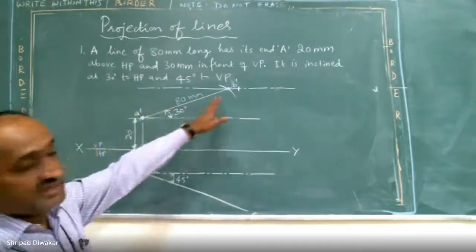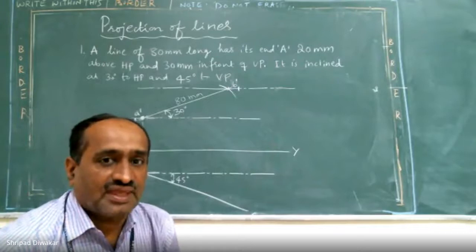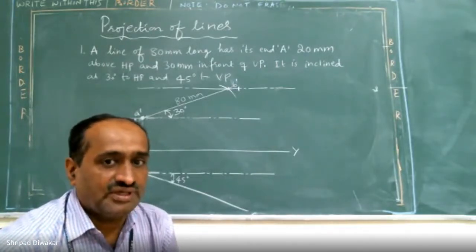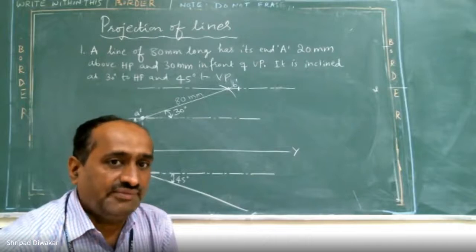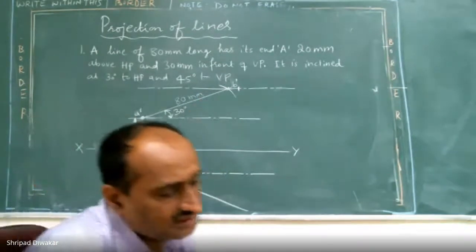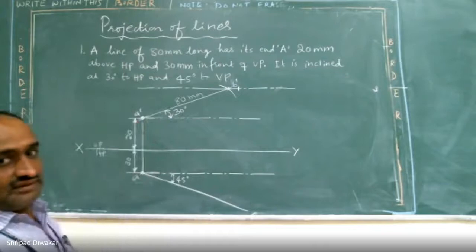A dash B1 dash is the true length of the given line, and A dash B dash is the apparent length. I'll explain now. First you have to draw the true length in the front view. In the same manner, you have to draw the true length in the top view.